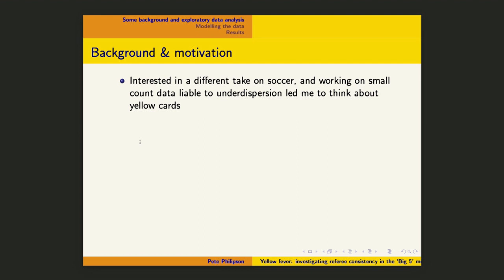So I guess I was interested in a different take on football, so goals have been kind of studied to death, unsurprisingly, because it's the primary outcome of interest. I was looking at small counts at a similar sort of time. I was looking at a data set, I stumbled across the yellow card column, had a bit of a look at it, and it seemed to be something that was ripe for looking at under-dispersed count data. What I mean by under-dispersion is just that it's got less variability than you would expect if you made a usual Poisson assumption. So the variance essentially is smaller than the mean.